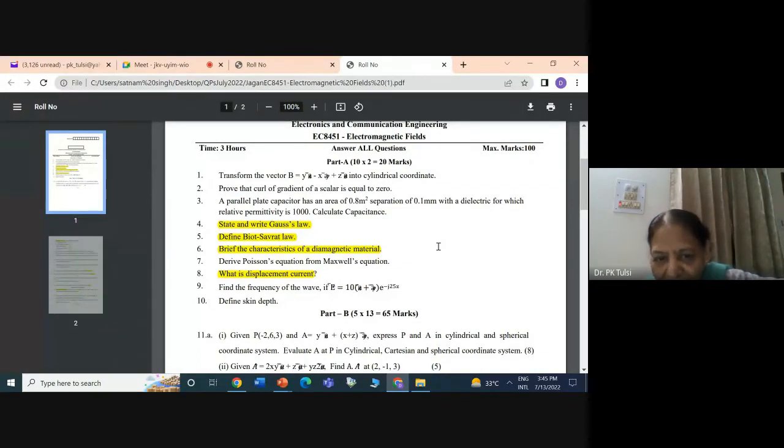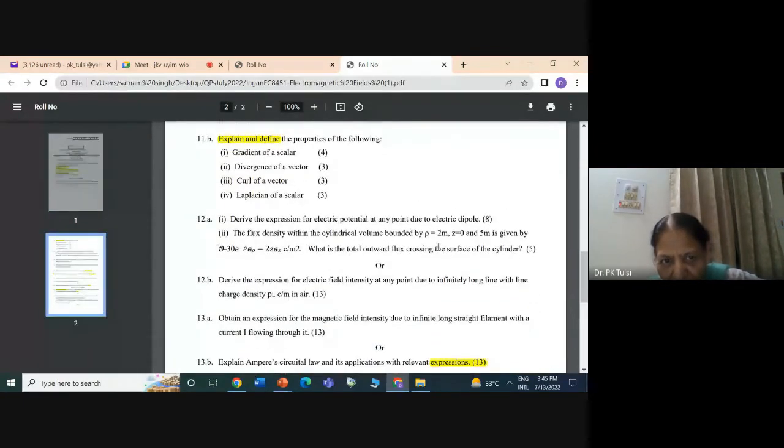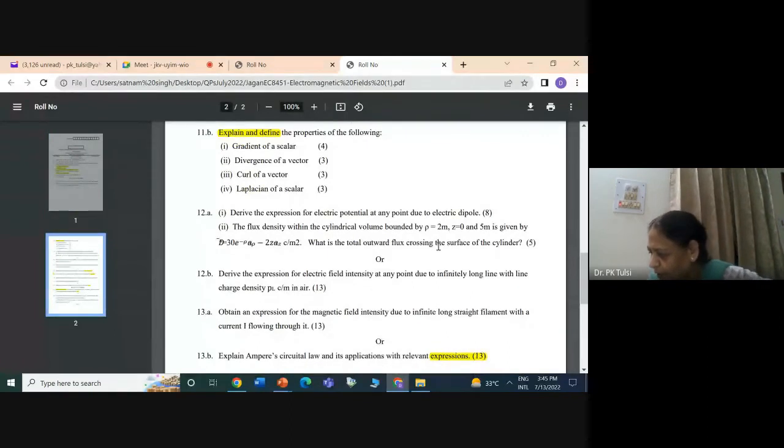How many characteristics do you want the person to write? If they are limited, then okay. If not limited, state the number of characteristics to be written. Then derive the equation, done. Then what is displacement current? What to write, define it, what do you want, clarify that. These things are missing here. Explain and define: things are not explained and defined.